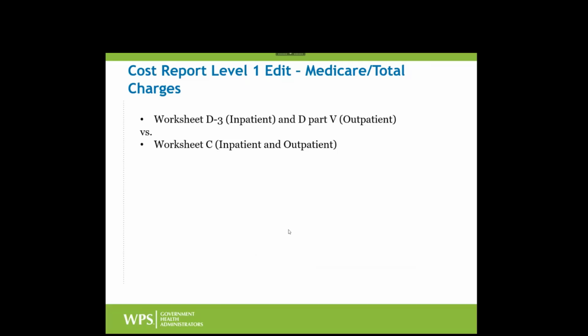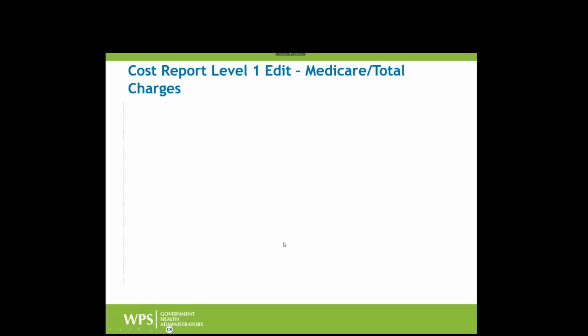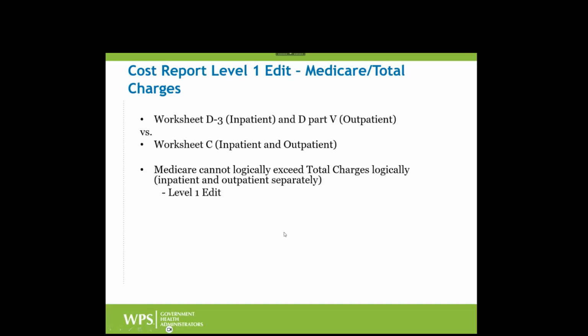It comes up every now and then. We can't just blindly adjust total charges to allow for that room. We just can't do that. That's a CMS issue. Let's see, so we have that. What did I miss there?